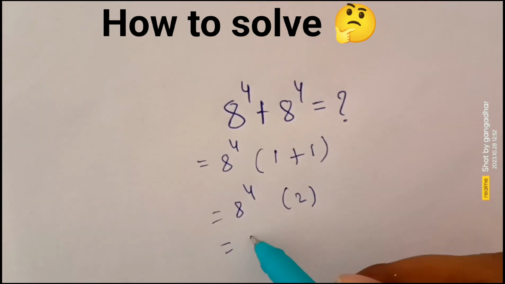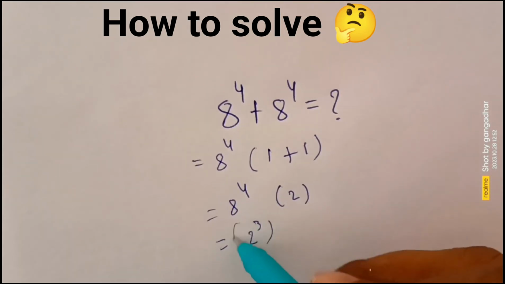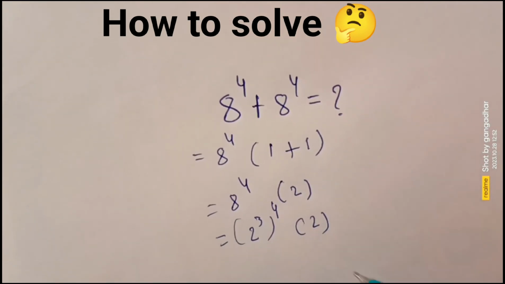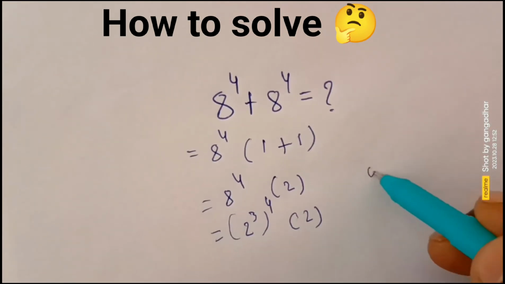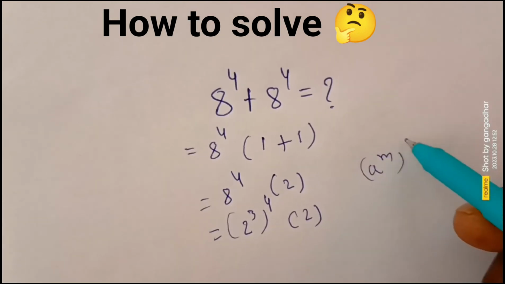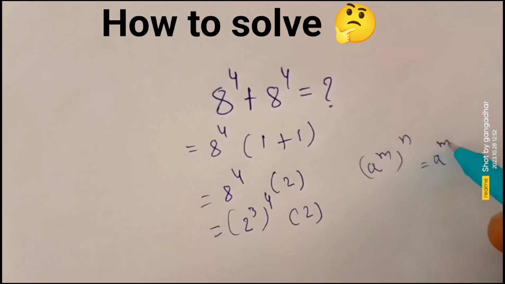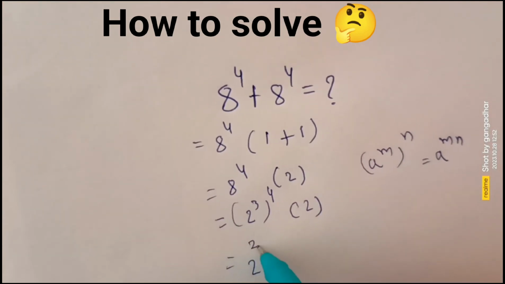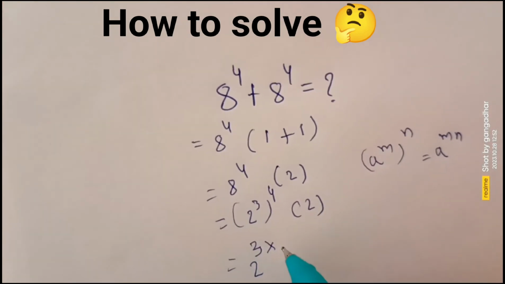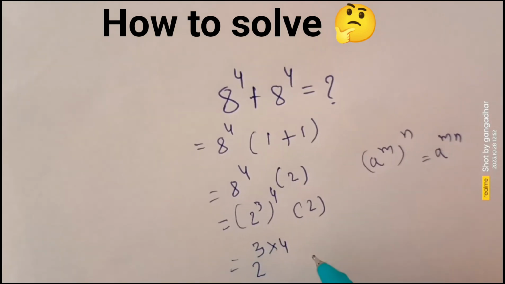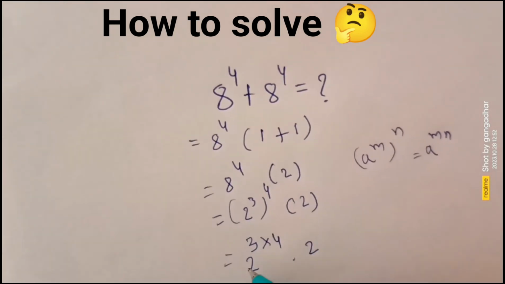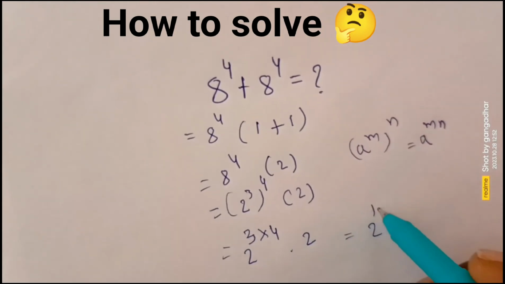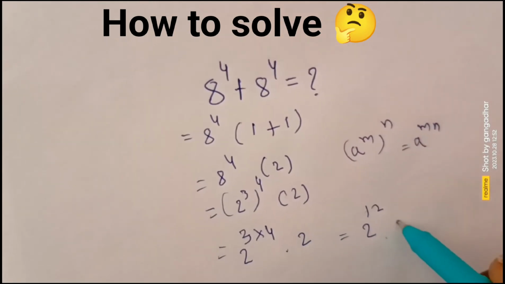8 we can write as (2 cube) whole to the power of 2, into 2. Using this, you know that (a to the power of m) whole to the power of n is equal to a to the power of m times n. Therefore, 2 to the power of 3 times 4, into 2. 3 times 4, we get 12, so 2 to the power of 12 into 2.